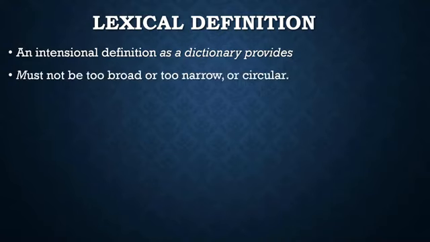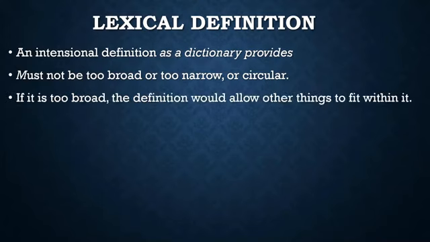But obviously dictionaries are helpful. You have to have the limitations. It must not be too broad or too narrow or circular. So a lexical definition needs to avoid all of those problems, even if it can provide the necessary and sufficient conditions. So for example, being too broad, if we defined a bank as an institution that handles financial affairs, well, that's close. I mean, that might seem right, but it's actually too broad because that definition would include brokerage firms, insurance companies, other institutions besides banks.